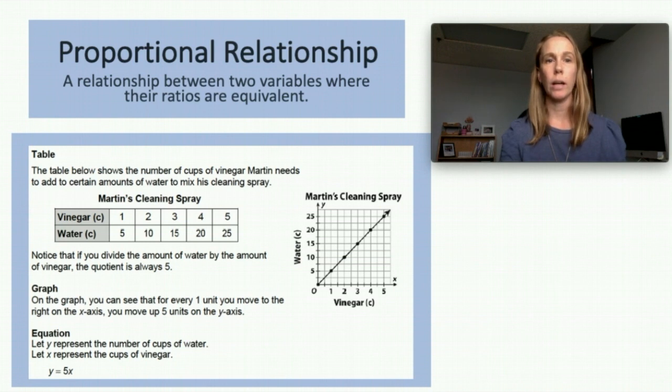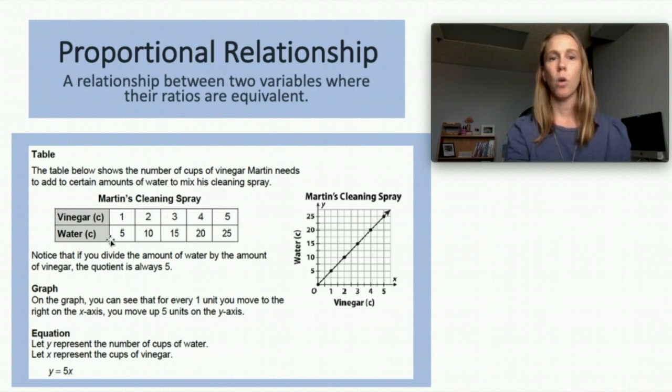So in the example in your packet, we have a table that shows the number of cups of vinegar Martin needs to add to certain amounts of water to mix his cleaning spray. So take a minute and think about what patterns you notice in the table. You might notice that every cup of vinegar is increasing by 1 cup as we move through what we would call the X values. In the water, or the cups of water, it's increasing by 5. So you might notice a couple of things. These ratios, 1 to 5, 2 to 10, 3 to 15, and so on, are all equivalent.